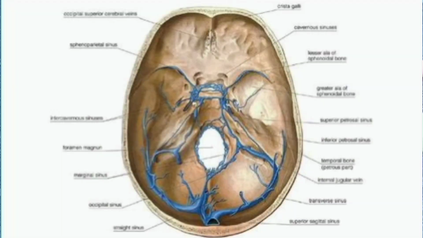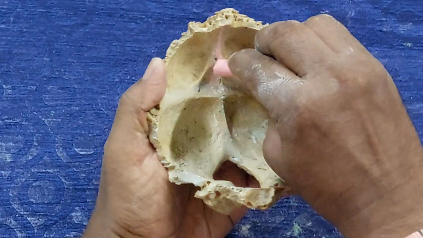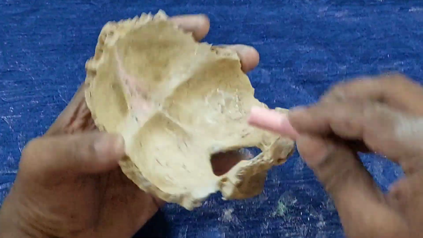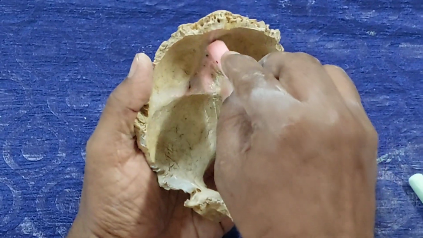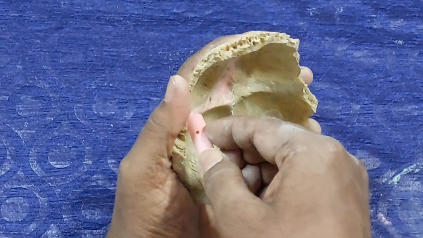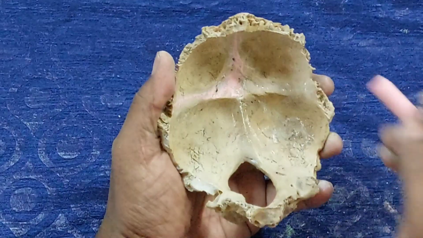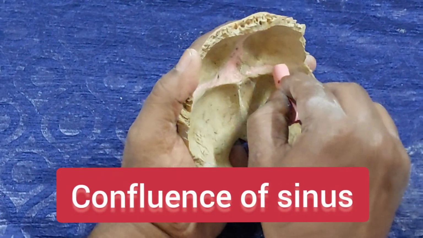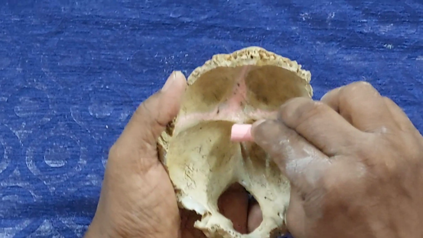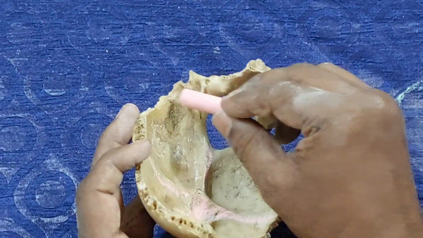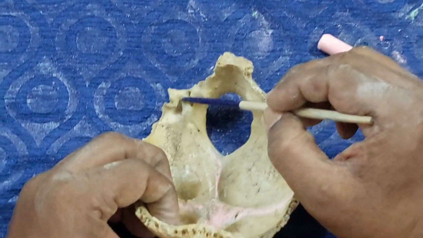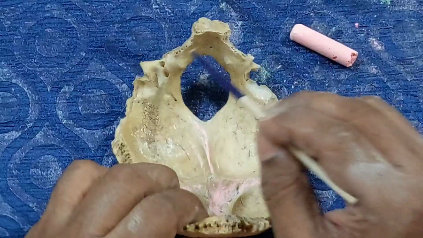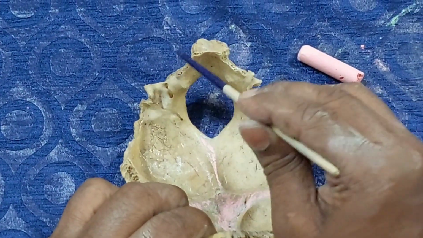So, what are the venous sinuses related to the occipital bone? This is superior sagittal sinus, and this one is called confluence of sinuses, where the superior sagittal sinus turns as right transverse sinus. So, this point is the confluence of sinuses and this is left transverse sinus. Here is the occipital sinus. Here is a groove over the jugular process. This is the groove for sigmoid sinus. And on the lateral margin of the basilar part, inferior petrosal sinus.